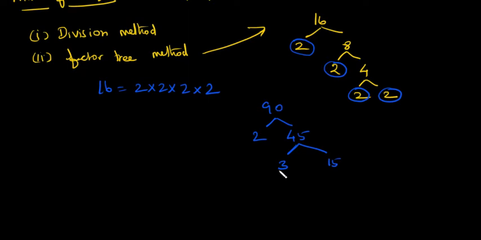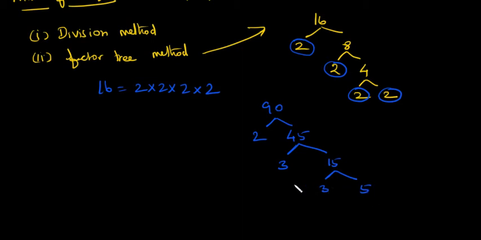Then this 3 you can't write as a product of prime numbers, so I'm going to write this 15 as a product of prime numbers. So 3 into 5, which is 15. Again, can you write these as a product of prime numbers? No.